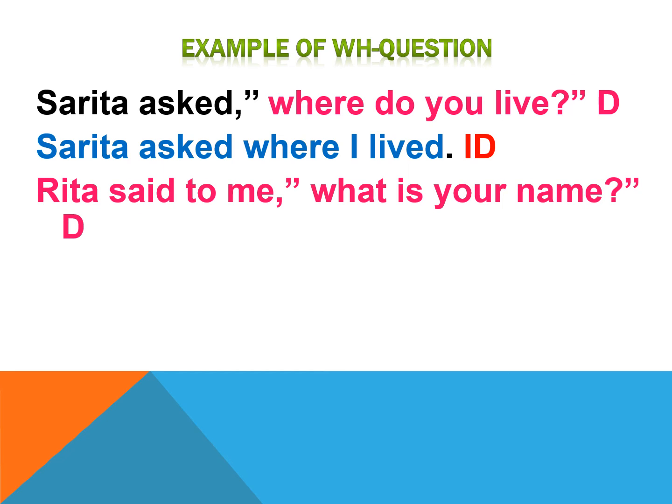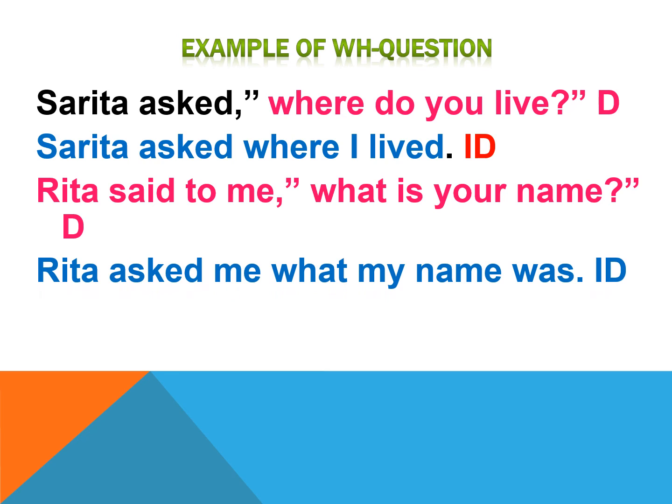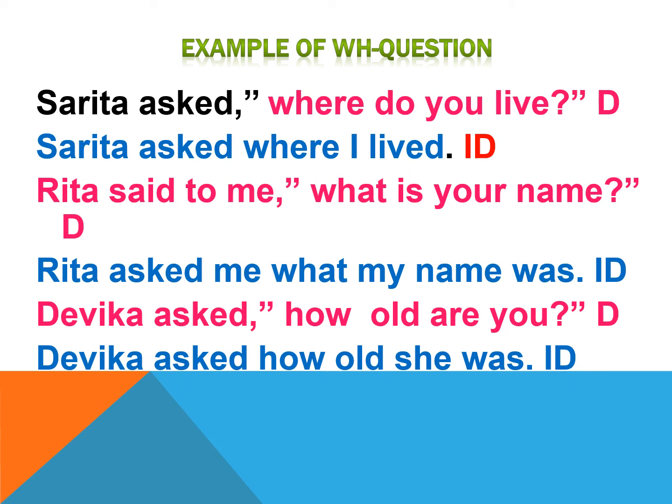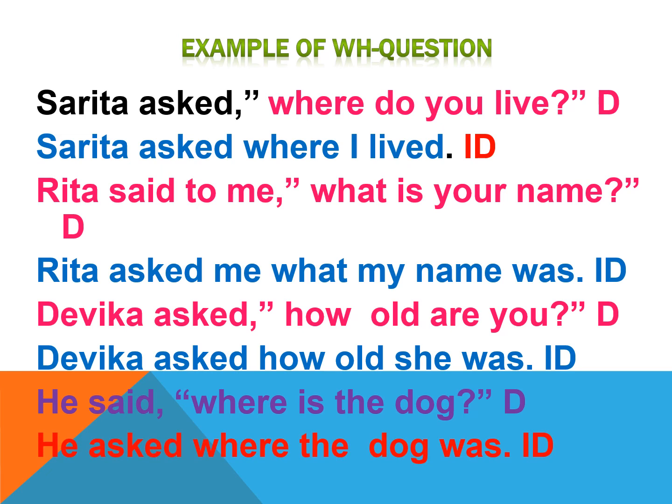Rita said to me, "What's your name?" Then we write like this: Rita asks me what my name was. Devika asks, "How old are you?" Devika asks how old she was. She said, "Where is the dog?" He asks where the dog was.